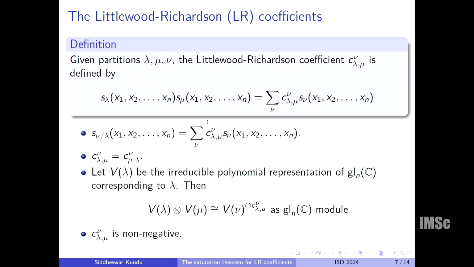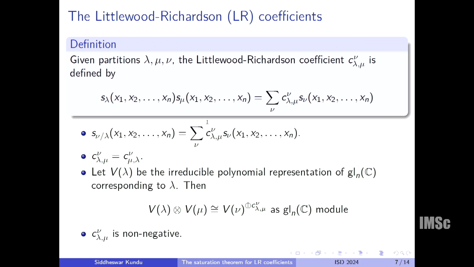Now, if V lambda is the irreducible representation of GL_n(C) corresponding to lambda, where GL_n(C) is the Lie group of all n by n invertible complex matrices, then this LR coefficient C nu lambda mu is actually the multiplicity of V nu in the decomposition of the tensor product module V lambda tensor V mu. So from this result we can conclude that this LR coefficient is non-negative.